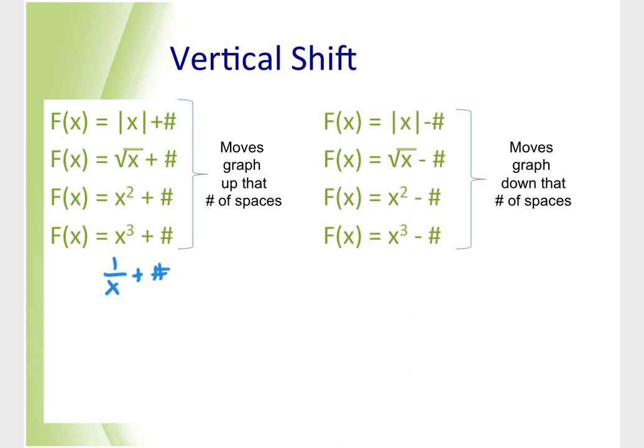If you are adding or subtracting from these, it causes a vertical shift. We remember this, yes? The vertical shift is equal to that value. So if it said plus 2, I'm taking everything, shifting it up 2. If it's minus 2, I'm taking everything and shifting it down 2.